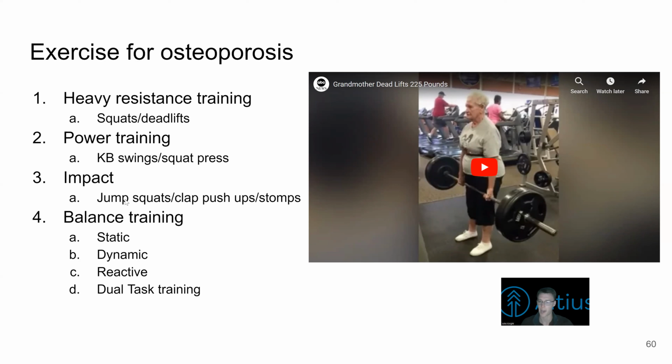Impact, like that table was talking about before too. That force going through your skeletal system when you jump and when you land stimulates bone remodeling as well. So jump squats, clap push-ups, stomps, stuff like that.